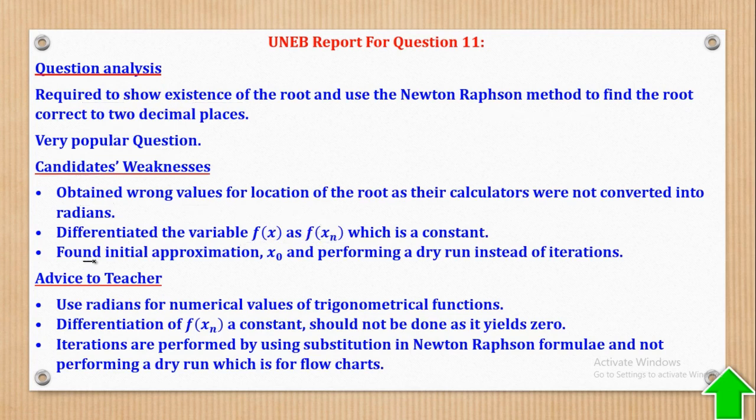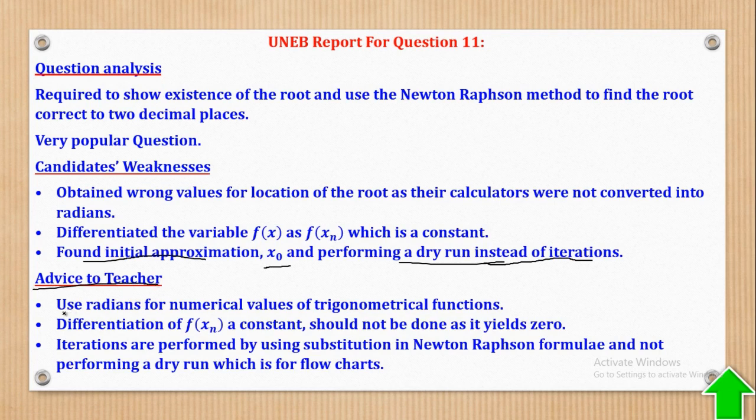Then also another weakness was that candidates found initial approximation x0 by performing a dry run of iterations. So this is not okay. You have to look at fx, and look at the extreme values f3 and f2. So f2 is closer to 0, therefore the root must be closer to 2. That's how you get the x0.